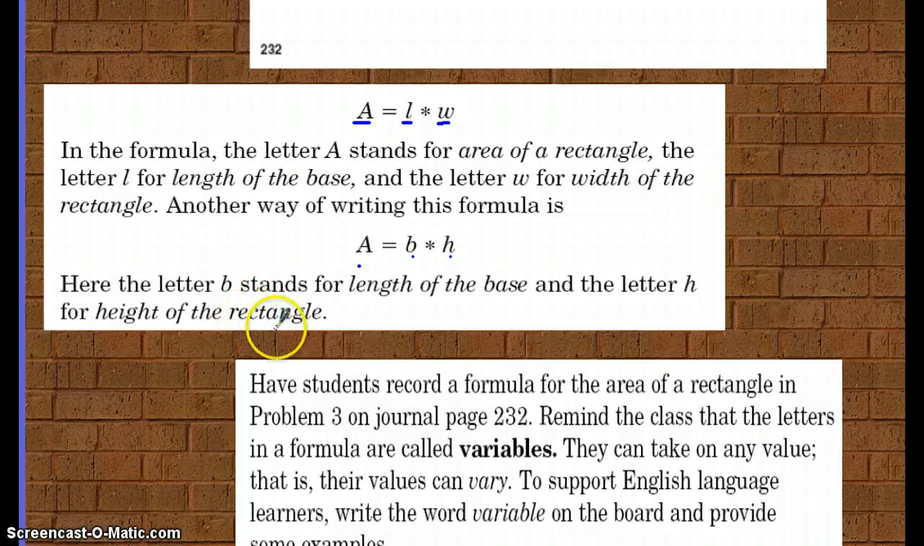Remember that the letter B stands for the length of the base and the letter H for the height of the rectangle. So you need to record a formula for the area of a rectangle in problem 3 on journal page 232. The letters in the formula are called variables, meaning that they can take on any value. That is, their values can vary. So remember that and look at that word. If you see variables, V-A-R-I-A-B-L-E-S, the word vary, for some of my English language learners, will help you to figure out what that word means.